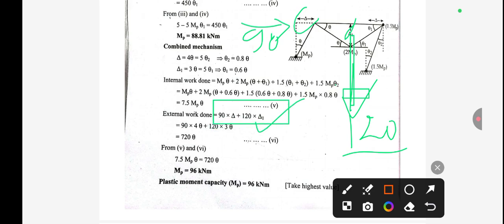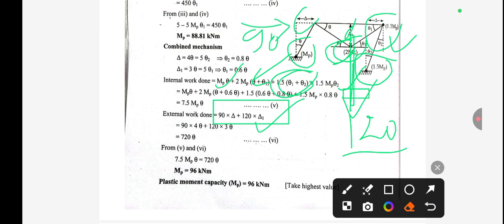And if we talk about the internal work, then this value will be mp into this theta. So this value, and another one 1.5 mp into this theta 2. And for here this will be theta plus theta 1, so theta plus theta 1 into 1.5. And here this will be theta 1 plus theta 2 into 1.5 mp. And for this, theta 1 plus theta will be 2 mp, and after calculating we get 7.5 mp theta 1.